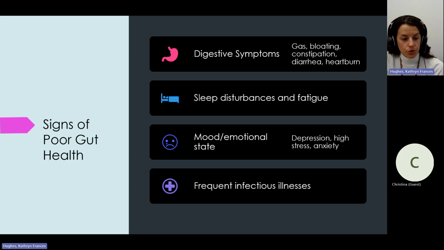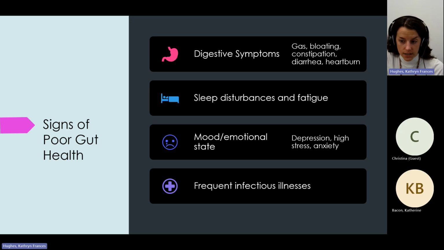So, moving over to, okay, what are some signs of poor gut health? Well, of course, digestive symptoms such as gas, bloating, constipation, diarrhea, and heartburn. However, there are other issues that people can experience. It's not even limited to this, but definitely sleep disturbances and general fatigue, mood or emotional state such as depression and anxiety. People don't realize that a lot of our serotonin is produced in our gut. So if our gut health is altered, it can actually impact our mental health and vice versa. People with depression sometimes have stomach issues, anxiety, IBS, those types of things.